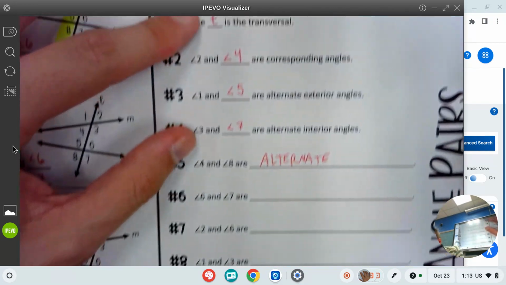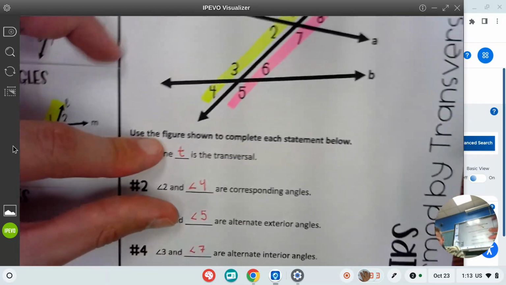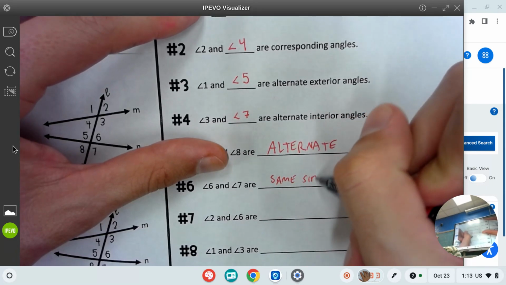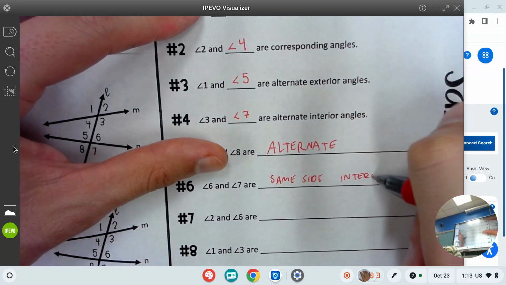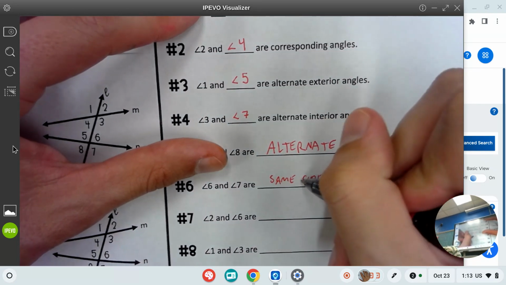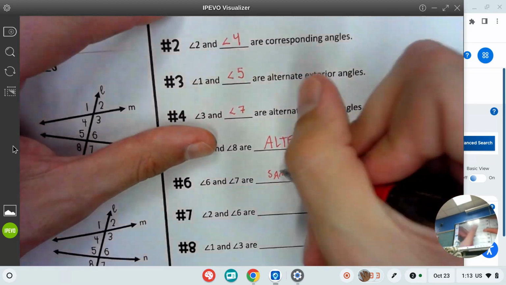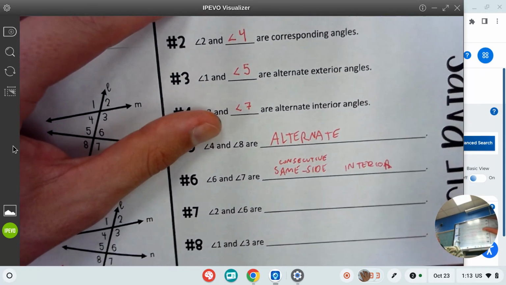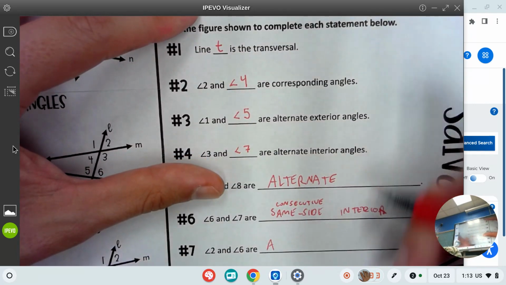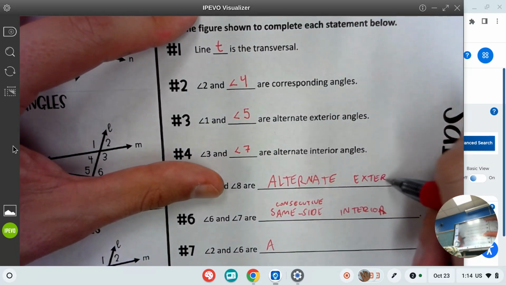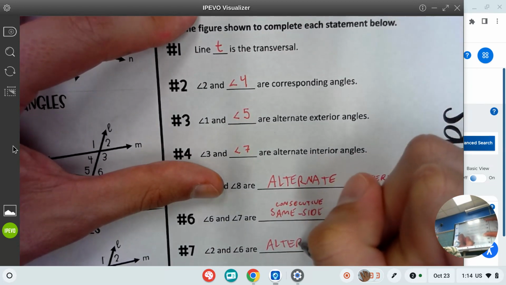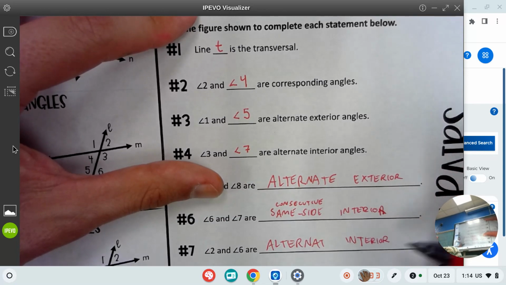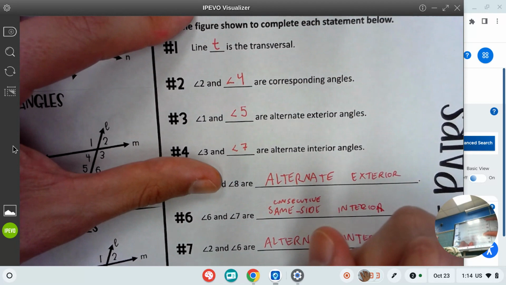Let's do these last ones really quick. 6 and 7, how would you consider these? These are same side interior. Remember, same side we learned is also kind of called consecutive. But same side, consecutive, whatever. 2 and 6. Oh, I didn't write exterior here yet. Getting distracted. All right, alternate interior. For this one, interior. And then the last one, 1 and 3. Corresponding. Nice job.